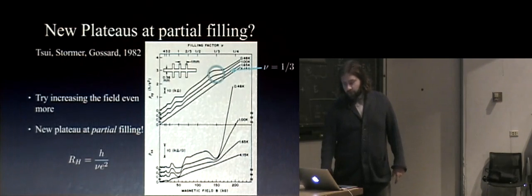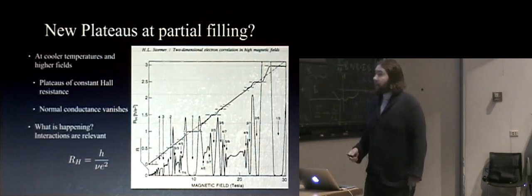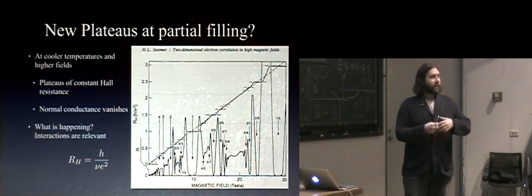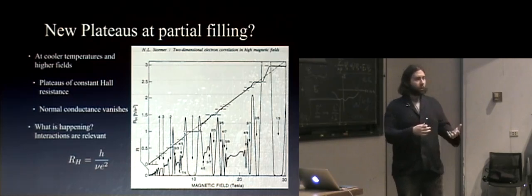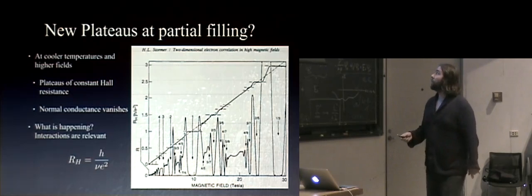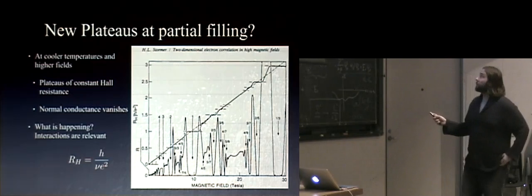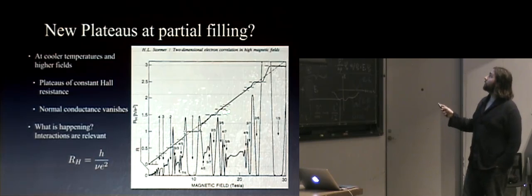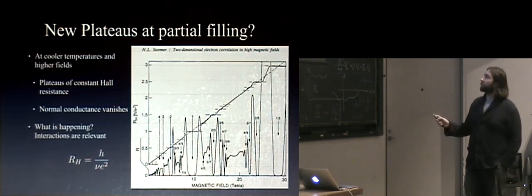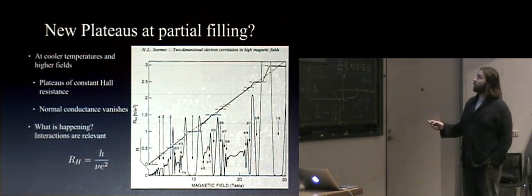So something very interesting is happening, right? And it turns out if you get cleaner samples and you make them colder and you do more precise experiments, you find a wealth of these very strange plateaus. And a plateau, of course, is just a region where this curve here, which is the Hall resistance, is constant for a reasonable range of magnetic fields. And the conductance, which is this curve down here, goes to 0. So here is that I equals 1 plateau, I equals 2 plateau, 3, 4.